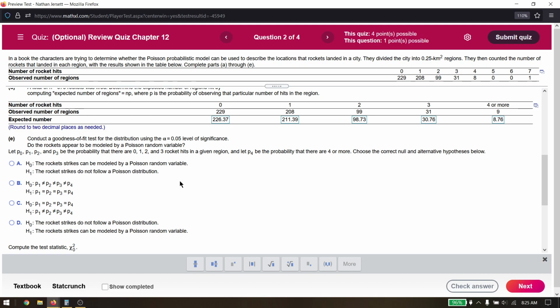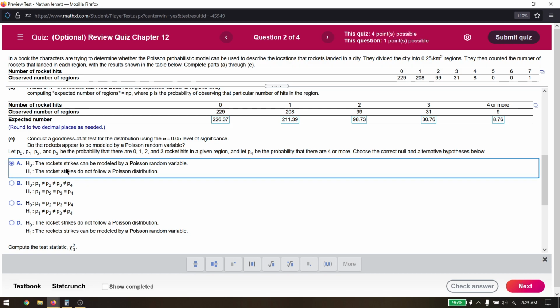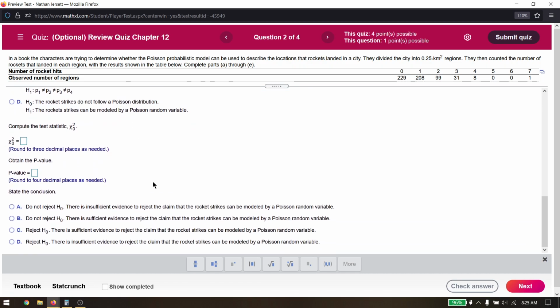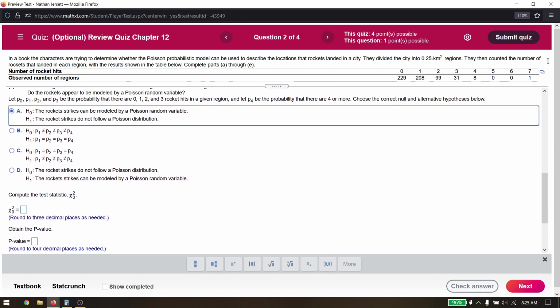It's the exact same thing we did in the first one. They're all equal, as in they're all uniform, so it does follow the uniform distribution. And then the alternative was it does not follow the uniform distribution. So that's what we're looking at here. The rockets can be modeled by a Poisson random variable, and the rockets do not follow a Poisson distribution. Of course, the null hypothesis is where they do not, and then they do. That's the reverse of what we want. So we really want A here. Okay, and now we can just test it.